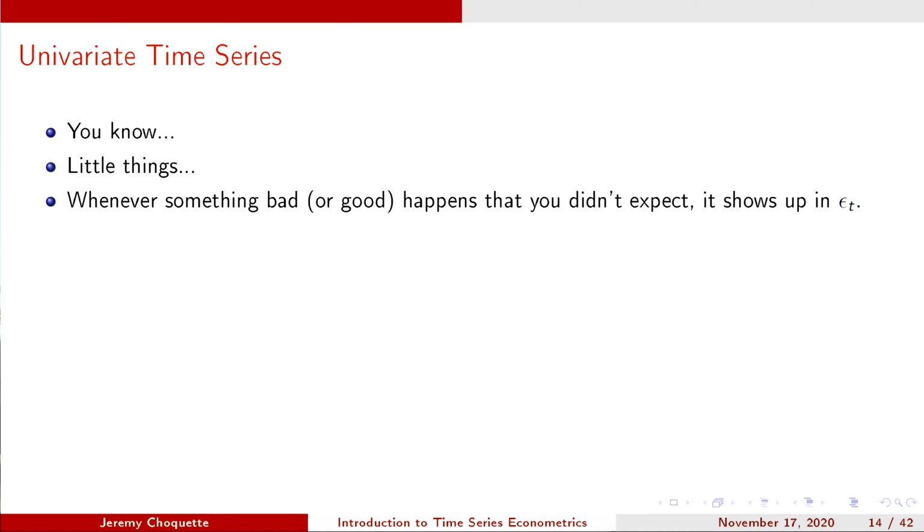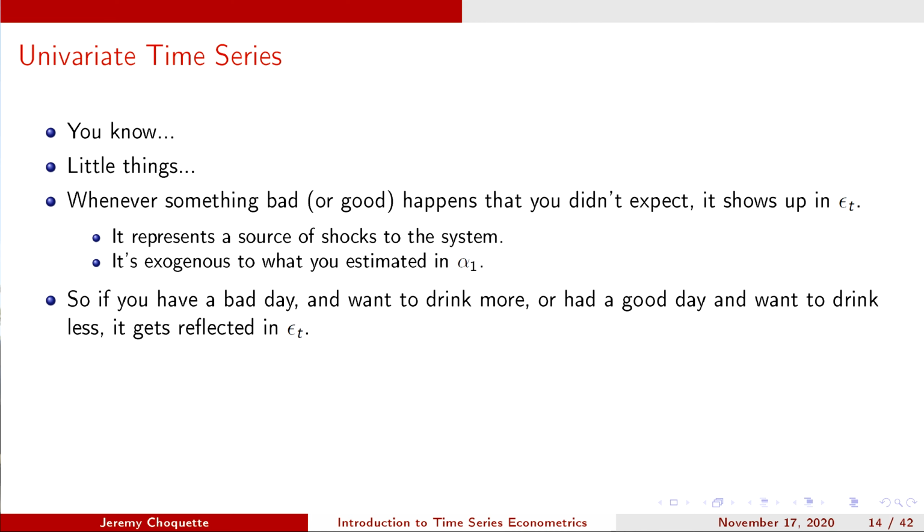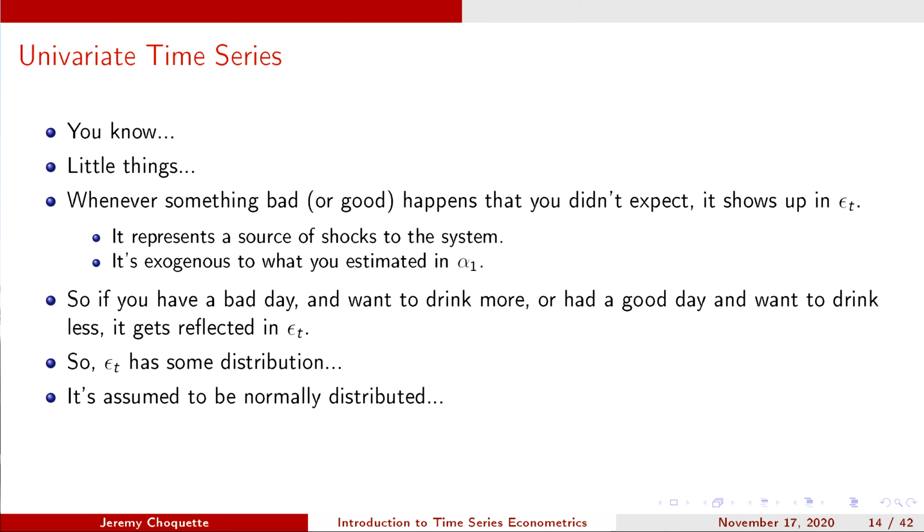So, little things. Something good or bad happens, and you didn't expect it, because that part isn't really included within the model. If you didn't expect it to show up, when it does show up, it shows up in that epsilon t. It represents a source of shocks to the system. It's exogenous to what's estimated in that alpha 1 term. So if you have a bad day and want to drink more, or a good day and want to drink less, it gets reflected in that epsilon t. So epsilon t has a distribution. It's assumed to be normally distributed with a mean of 0 and variance of 1.